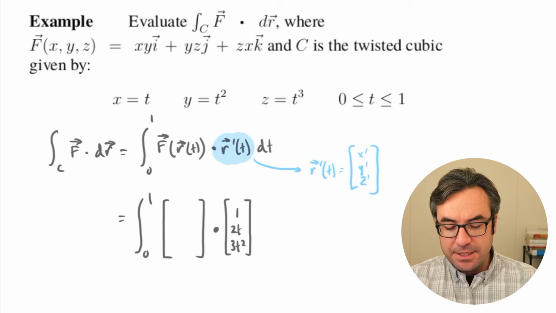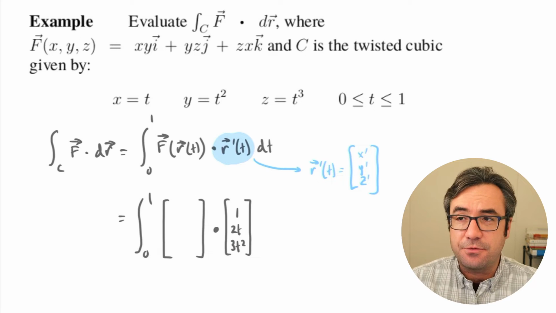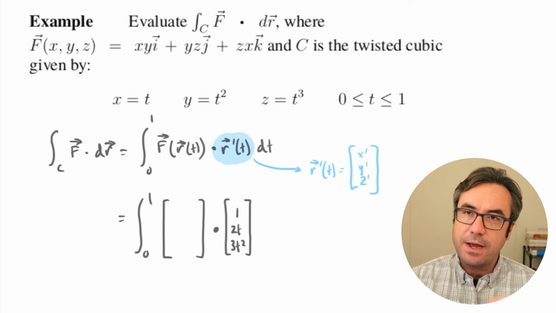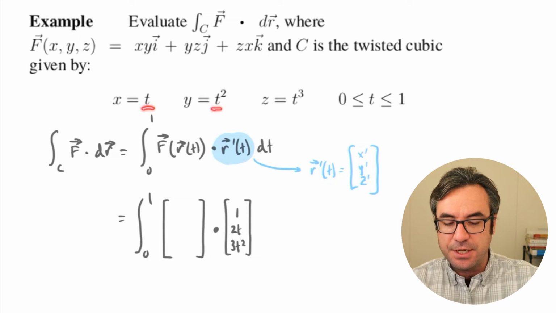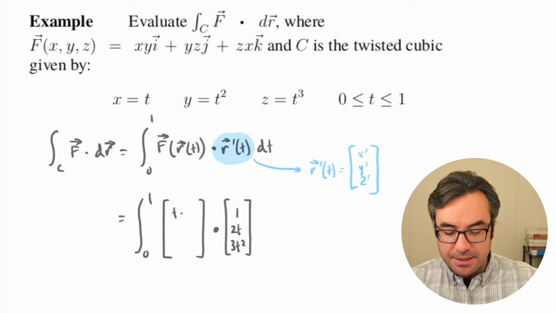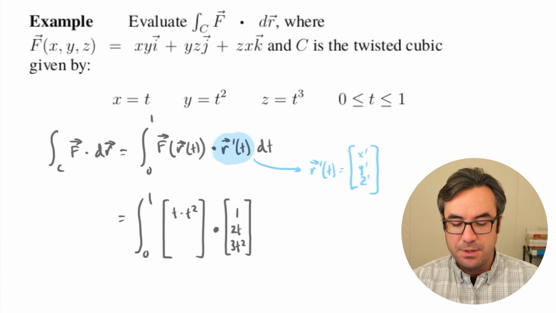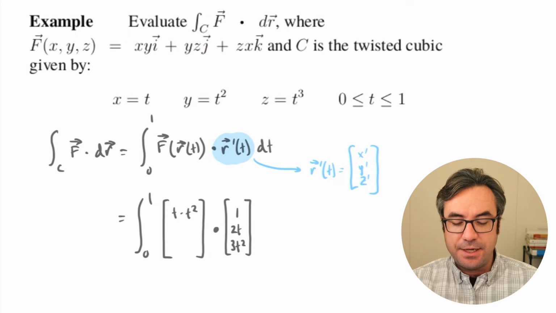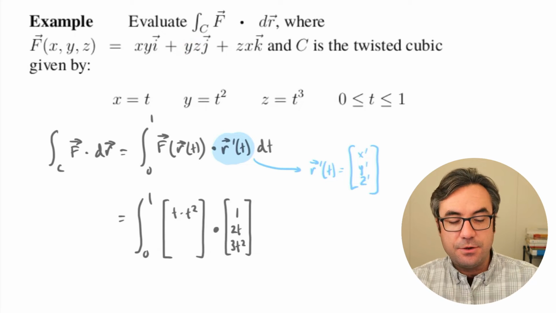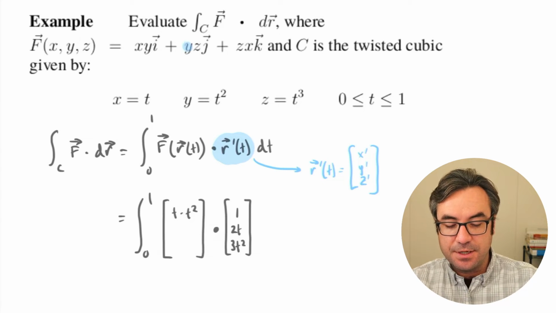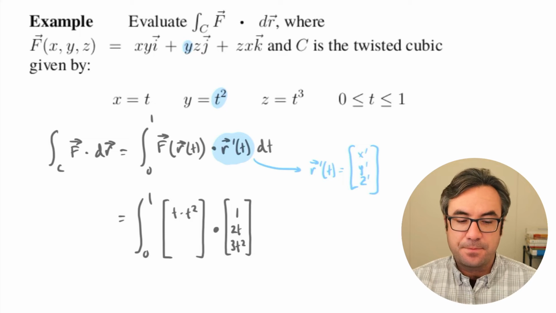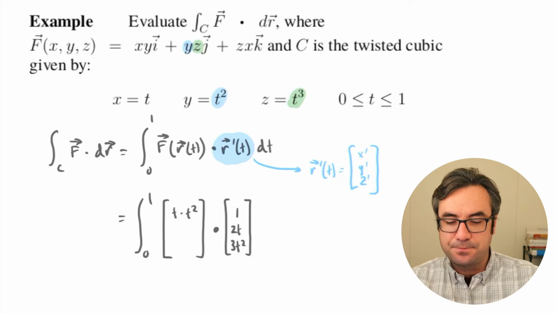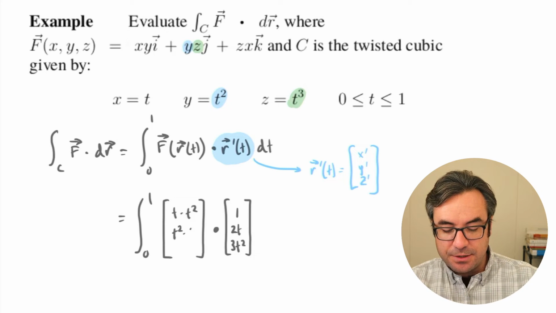All right, so now let's plug our parameterization into our vector field. The first component is x times y. Well, we're not going to use x and y, we're going to plug in the parameterization. So we're going to have t times t squared. Then our second component, y times z: we're not going to use just y, we're going to use t squared, and we're not going to use just z, we're going to use the value for z, so t cubed. So when we fill that out, we get t squared times t cubed.